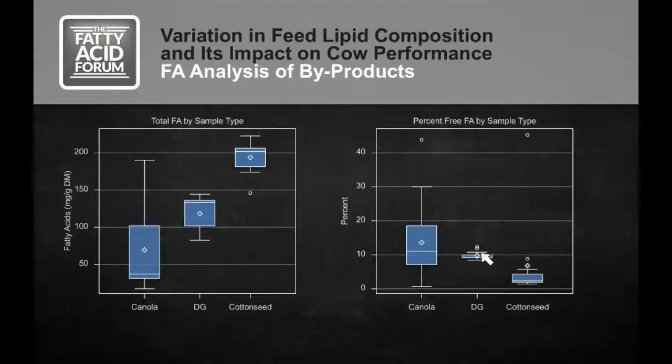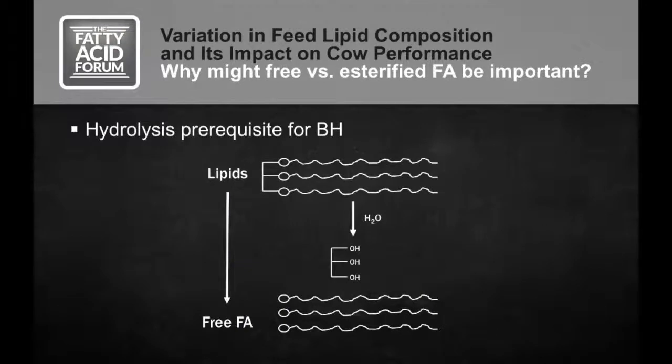But the major one that jumped out at us in this analysis was that the amount of free fatty acids in canola meal was anywhere from less than 2% all the way up to 30% of the fatty acids present in canola meal. So again, wide variations and differences in the amount of free fatty acids in these byproducts as well. Now, why is this potentially of interest to us, the amount of free versus esterified fatty acids in feeds?